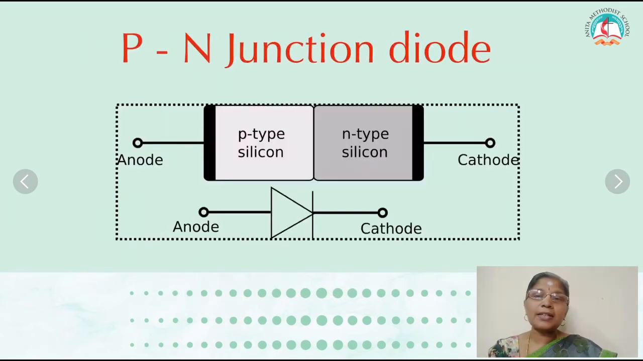Now, how do you represent the P-N junction diode? The triangle represents the positive end of the diode. The line represents the negative end of the diode. Positive means it is the anode and negative means it is the cathode. So when P-type and N-type semiconductors join, that is called what? P-N diode. This is the symbol for the P-N diode.